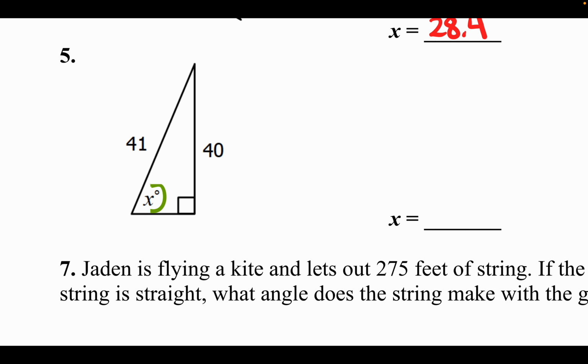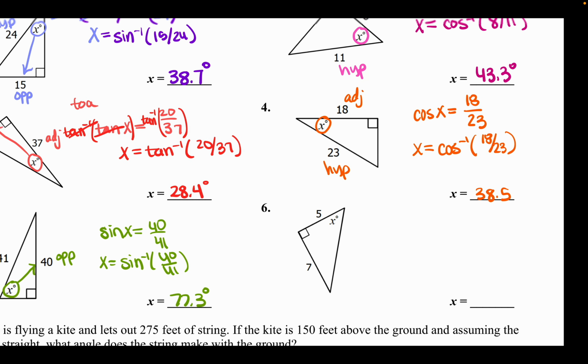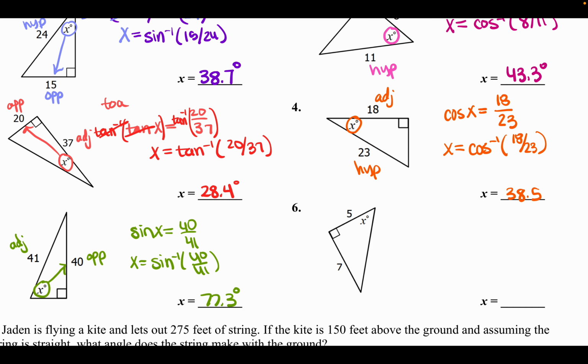Number 5, 40 is our opposite. 41 is our adjacent. So we have sine of x equals 40 over 41. That means we have to use inverse sine of 40 over 41. So we get 77.31, so 77.3 degrees. Make sure you're putting degrees on. See, I forgot my last one.